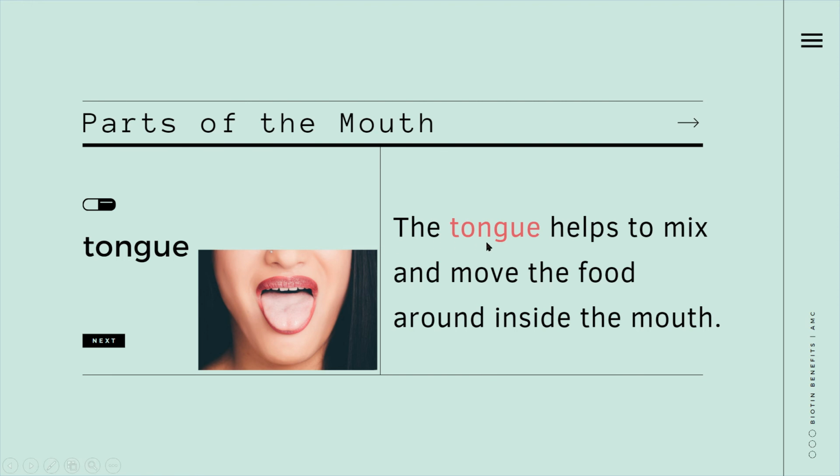Okay, so the tongue helps to mix and move the food around inside the mouth. So without the tongue, your food would go directly into the stomach without being broken down first. The tongue is the one that pushes and mixes the food for easy swallowing. And what do you call that part of the mouth that helps to mix and move the food? It's the tongue. Very good.